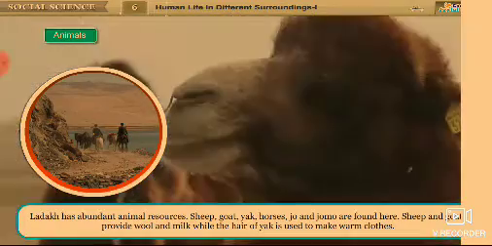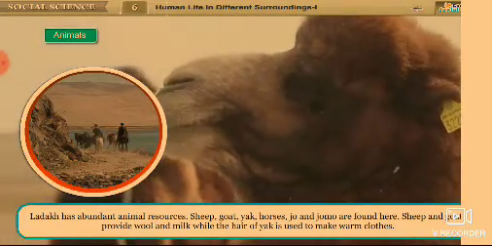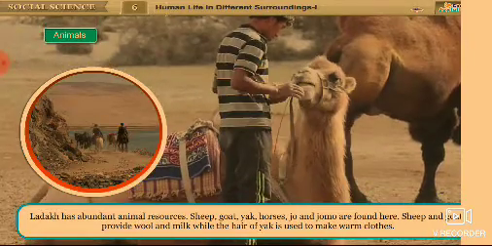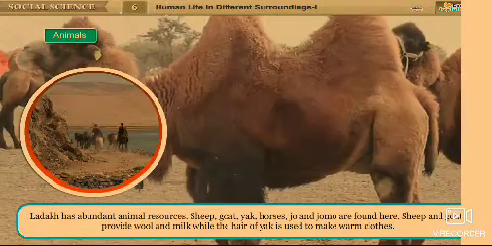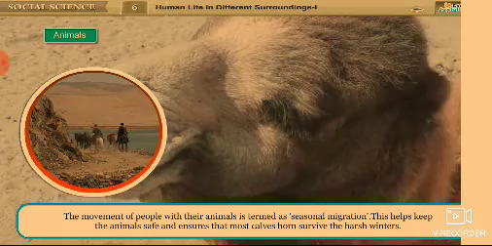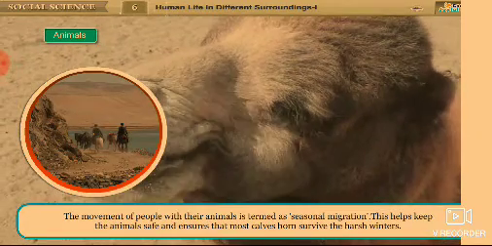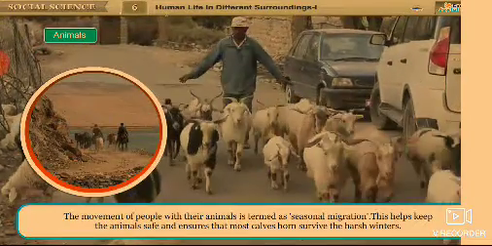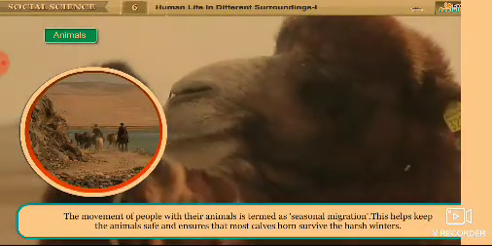People migrate to high altitudes during summer season with their animals and return to the plain land during winters. The movement of people with their animals is termed as seasonal migration. This helps keep the animals safe and ensures that most calves born survive the harsh winters.